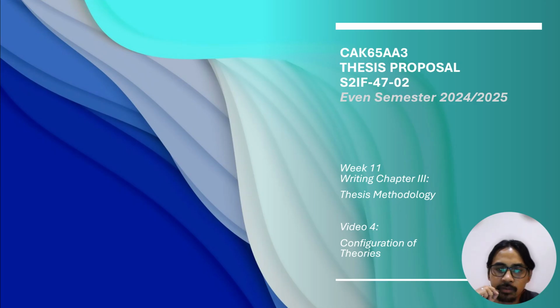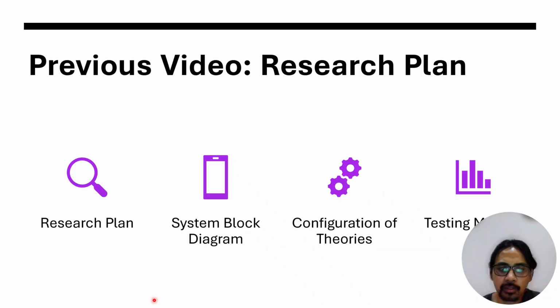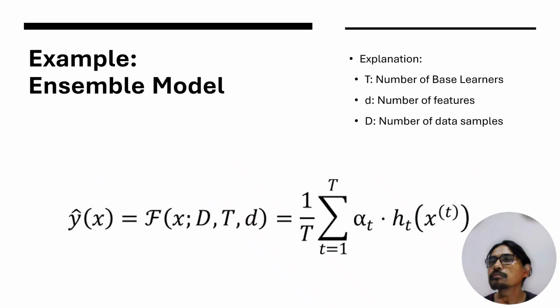In the fourth video, we are going to discuss the configuration of theories. So we have discussed two parts out of four in this image. In the previous video we discussed the system block diagram or system architecture. Now in this video we are going to discuss the configuration of theories.